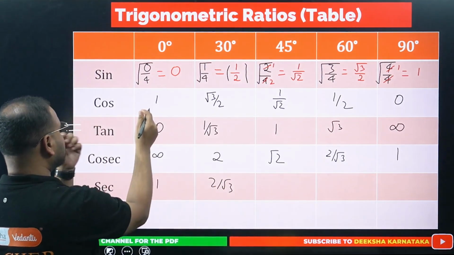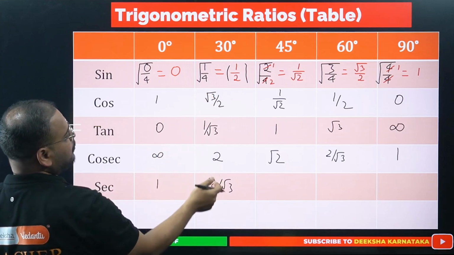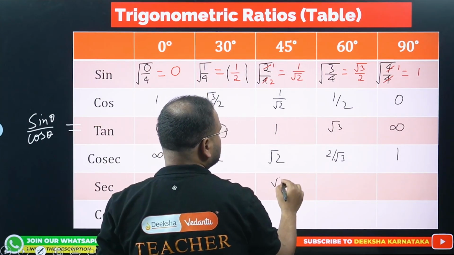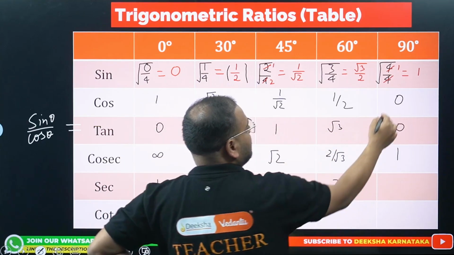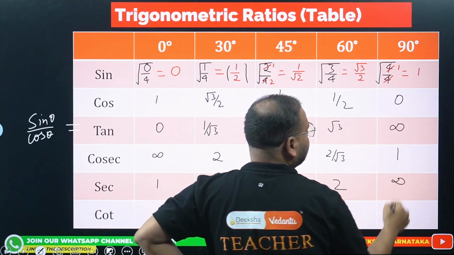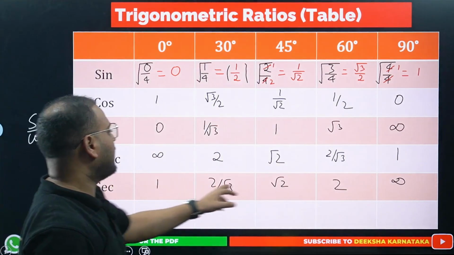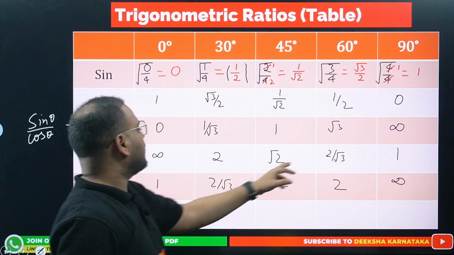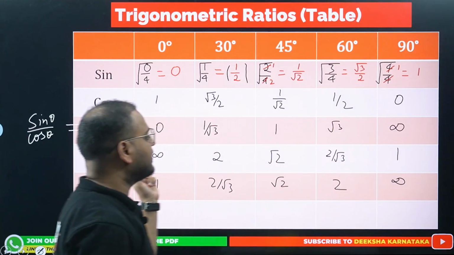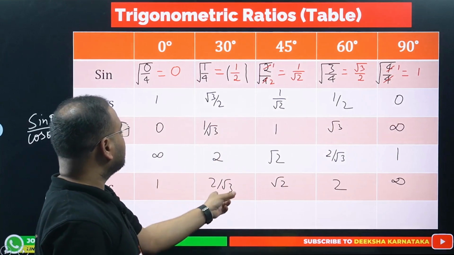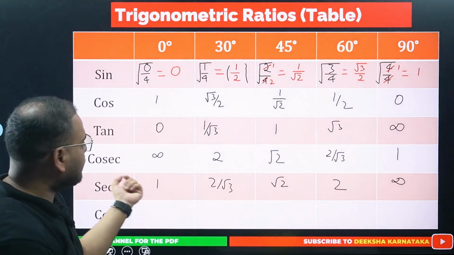Sec is the reciprocal of cos, no? So sec, what reciprocal is 1? The reciprocal of root 3 by 2 is 2 by root 3. For 1 by root 2 it is just root 2. This will be 2 and this will be 1 by 0, so infinity. If you want to cross check here, sec and cosec are also complementary. 1, 1, 2 by root 3, 2 by root 3, root 2, 2, 2, infinity, infinity. So 0 degrees, 90, 30, 60, 45, 45. The values of complementary angles are the same.